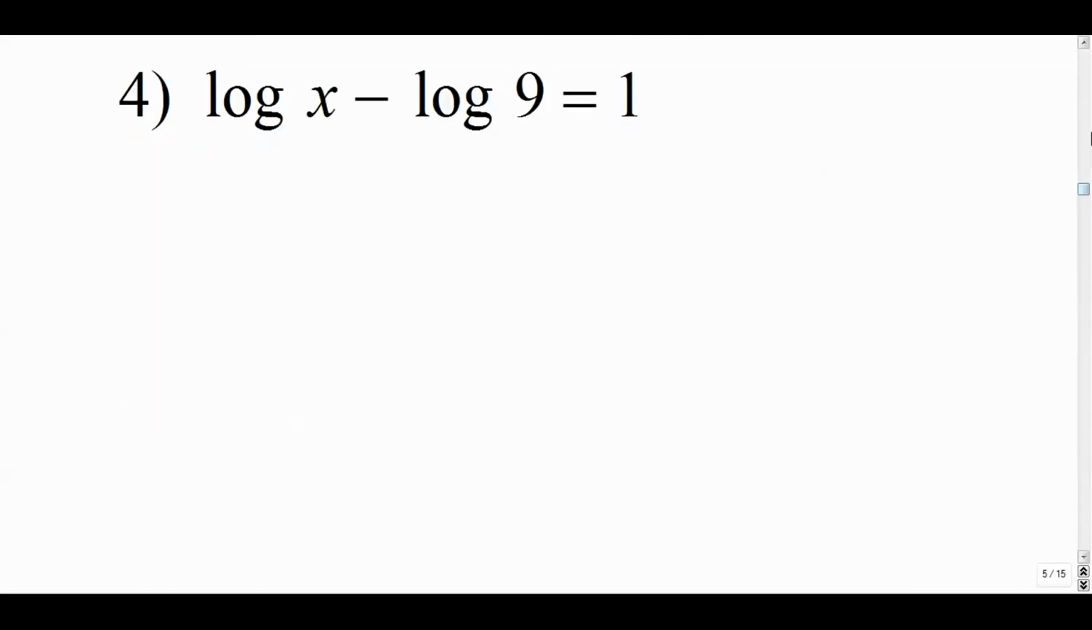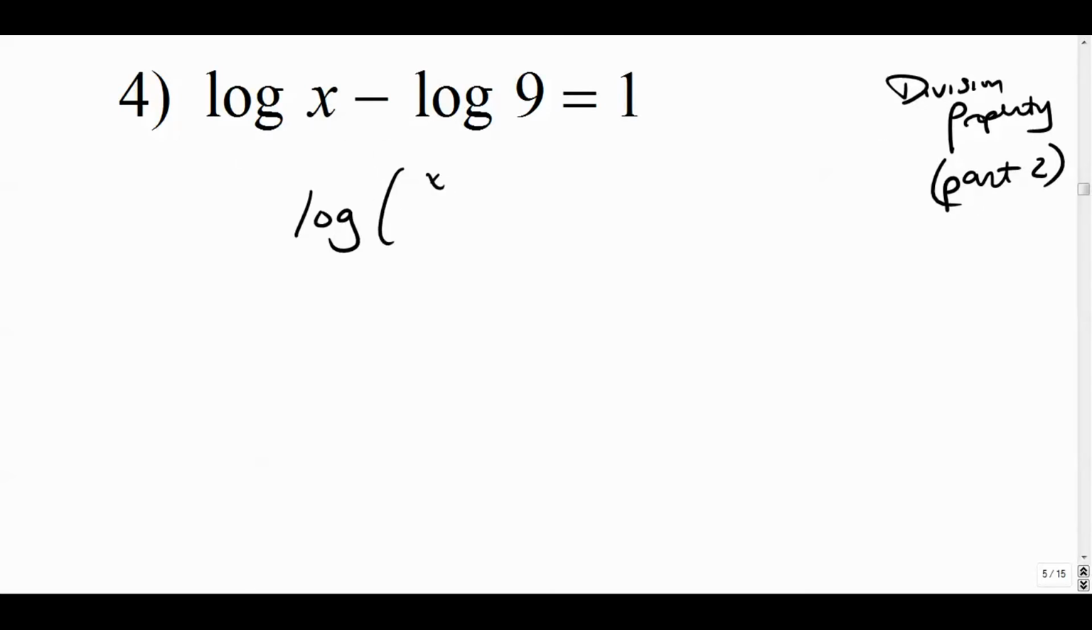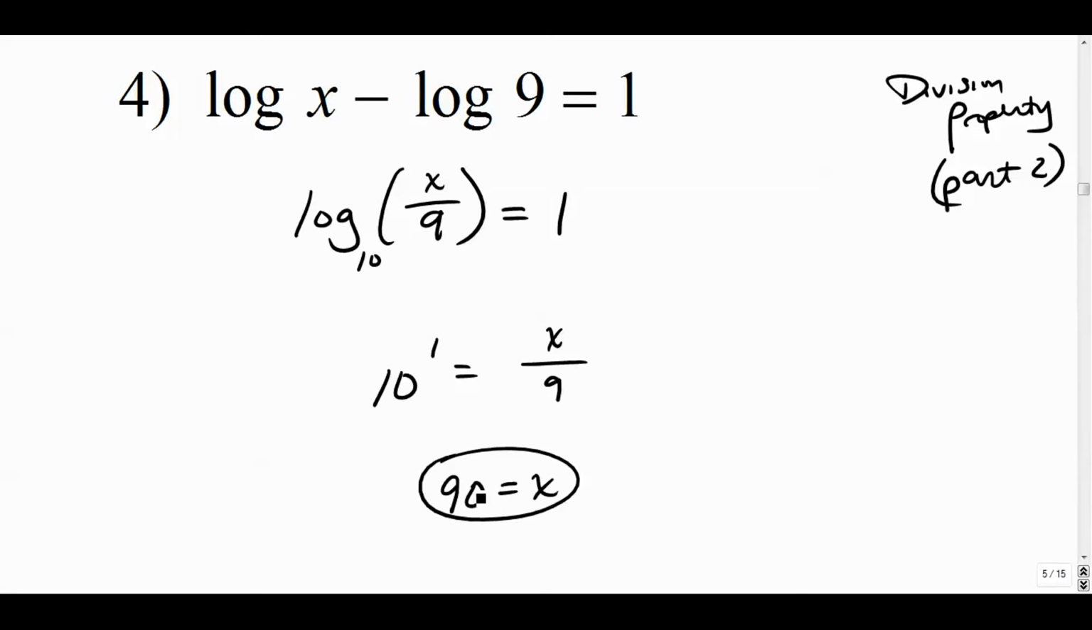Number 4. Here we're going to use our log properties, our division property from video part 2, where we say, okay, if I have the same base in each and I'm subtracting, that translates to division. And I know this has a base of 10. So if I use my relationship, it's 10 to the first power equals x over 9. 10 to the first power is 10. Multiply both sides by 9, you get x equals 90.